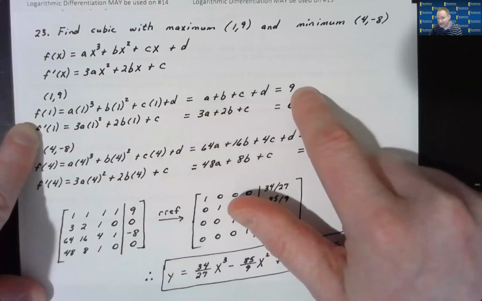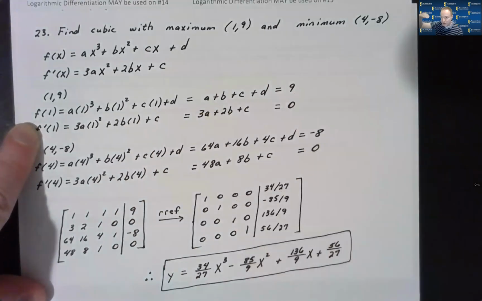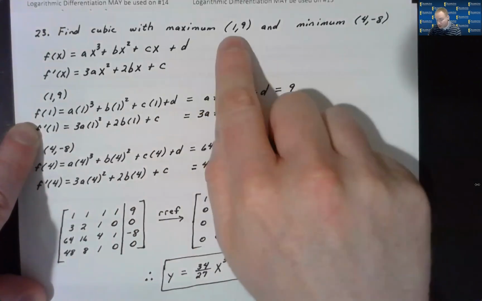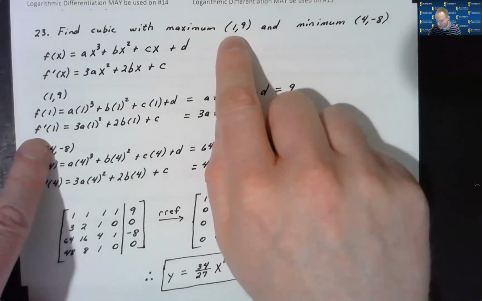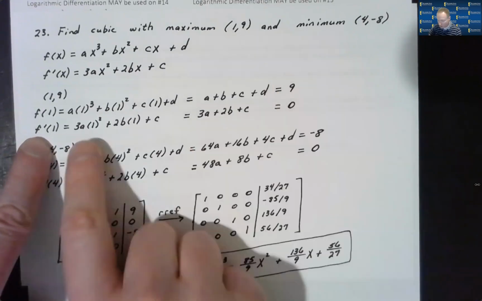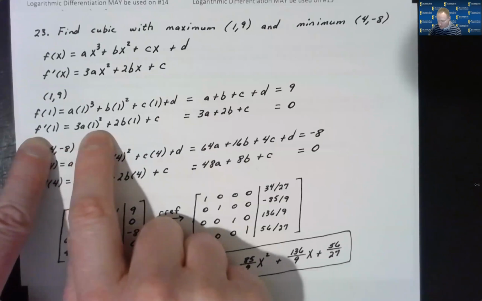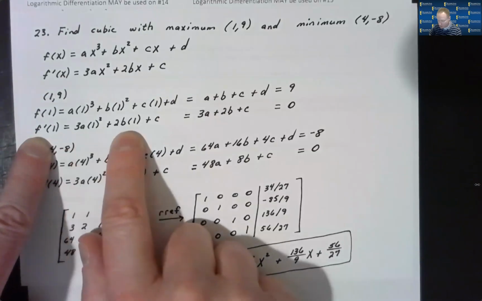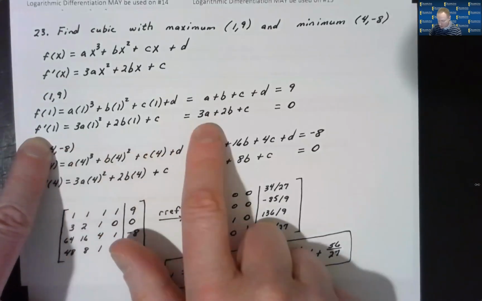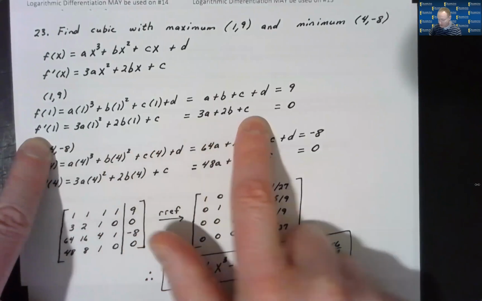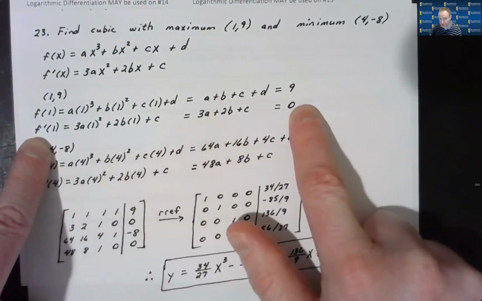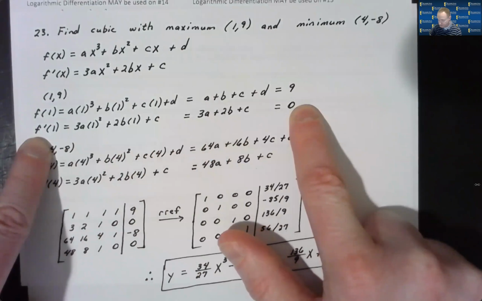Now, the fact that it's a maximum tells you that the derivative at that point has to be 0 because it's going to flatten off at any maximum value. So that gives me yet another equation. I can say then if I plug 1 into the derivative, the answer has to be 0. Plug 1 into the derivative, I get 3a times 1 squared plus 2b times 1 plus c. That just gives me 3a plus 2b plus c. Again, set equal to 0 since the derivative has to be 0 there.